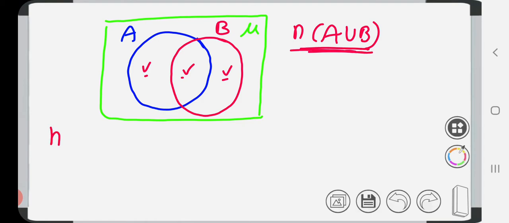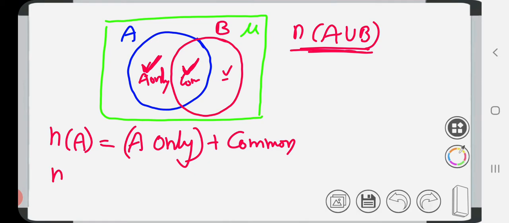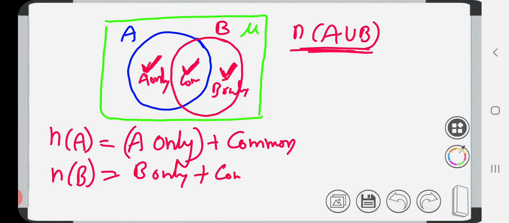If we do n(A), what will happen? We will count the number of elements in this portion and this portion. That is, this is the A only portion and this is the common portion. So here we are counting the A only elements and the common portion elements. In the case of n(B), we are counting these elements and the common elements. That means this is B only, so we are counting B only elements plus common elements.